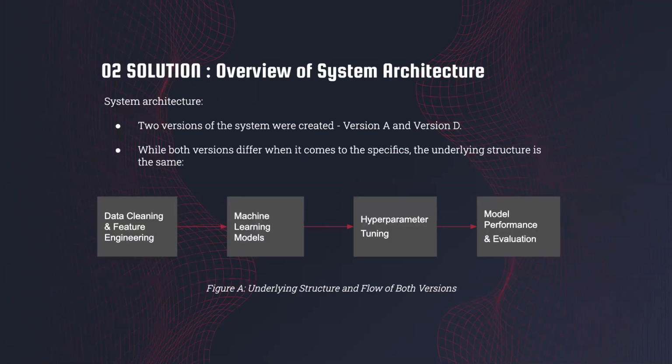So to give you an overview of the system architecture, there are 2 versions that were created, version A and version D. While both of them differ when it comes to the specifics, the underlying structure is pretty much the same. First, the data is cleaned and feature engineered. Next, it's fed into machine learning models, which are then tuned. And finally, the models are evaluated.